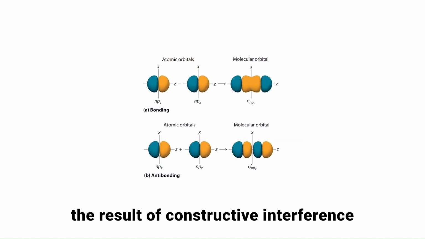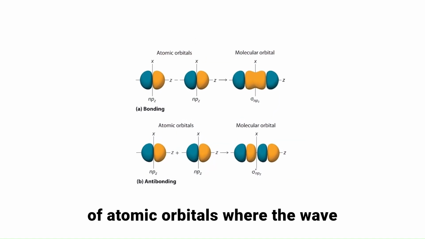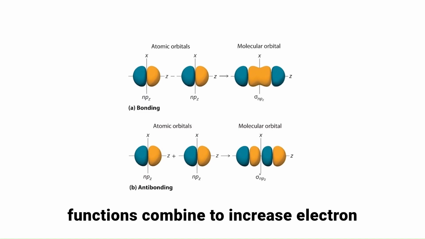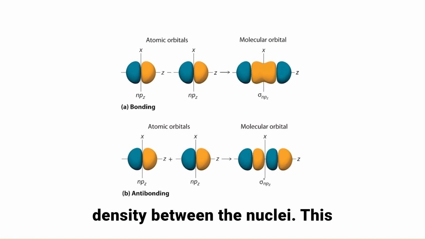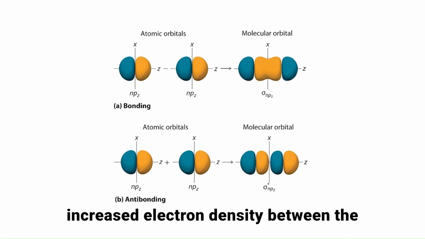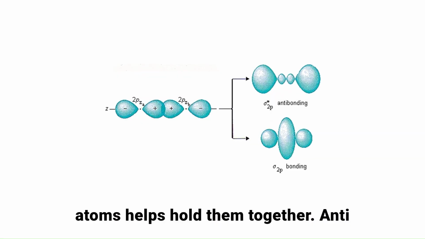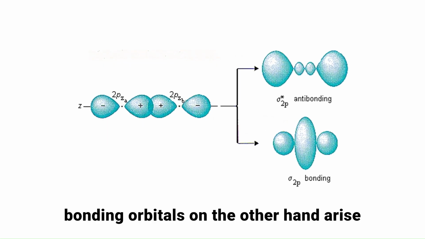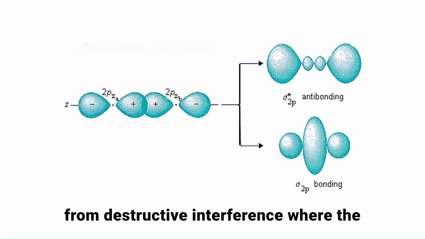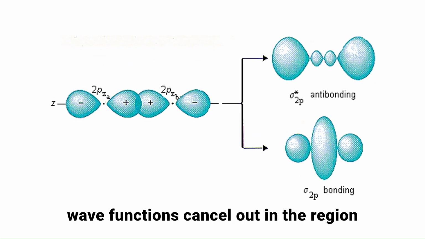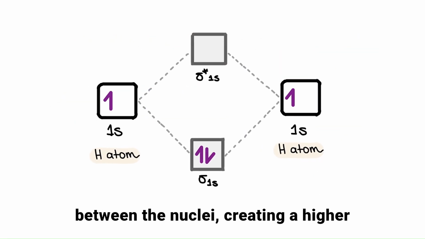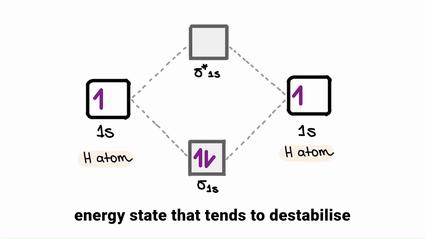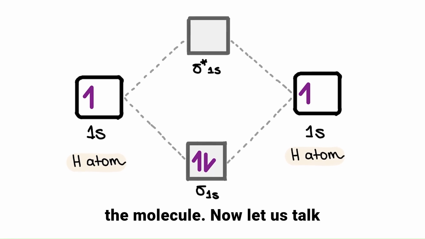Bonding orbitals are the result of constructive interference of atomic orbitals, where the wave functions combine to increase electron density between the nuclei. This increased electron density between the atoms helps hold them together. Antibonding orbitals, on the other hand, arise from destructive interference, where the wave functions cancel out in the region between the nuclei, creating a higher energy state that tends to destabilize the molecule.